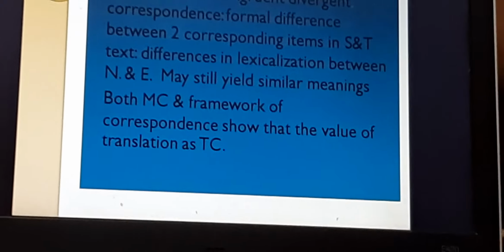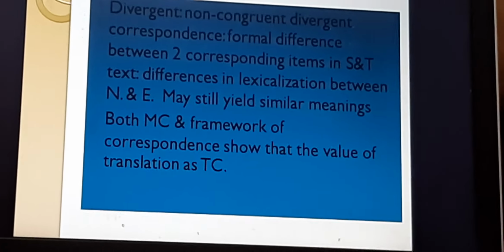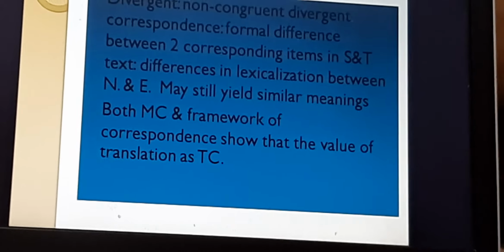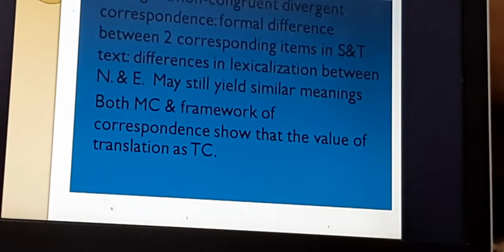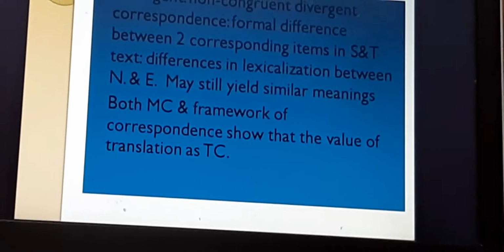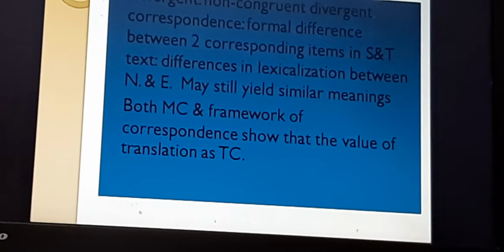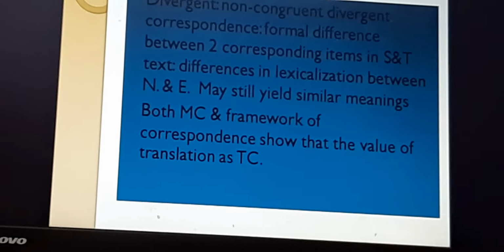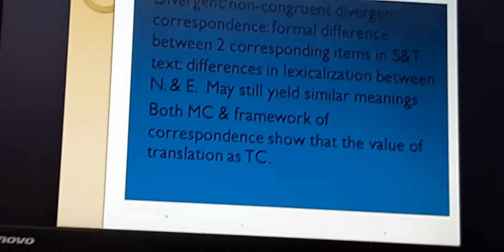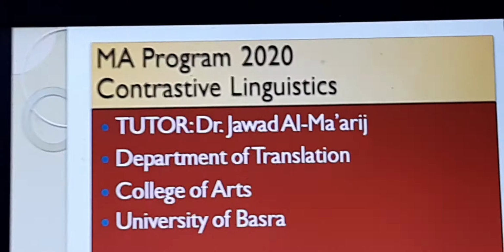Out of this, we can deduce that both mutual correspondence and framework of correspondence show that translation has got a very significant position, a very significant value as a tertium comparationis.